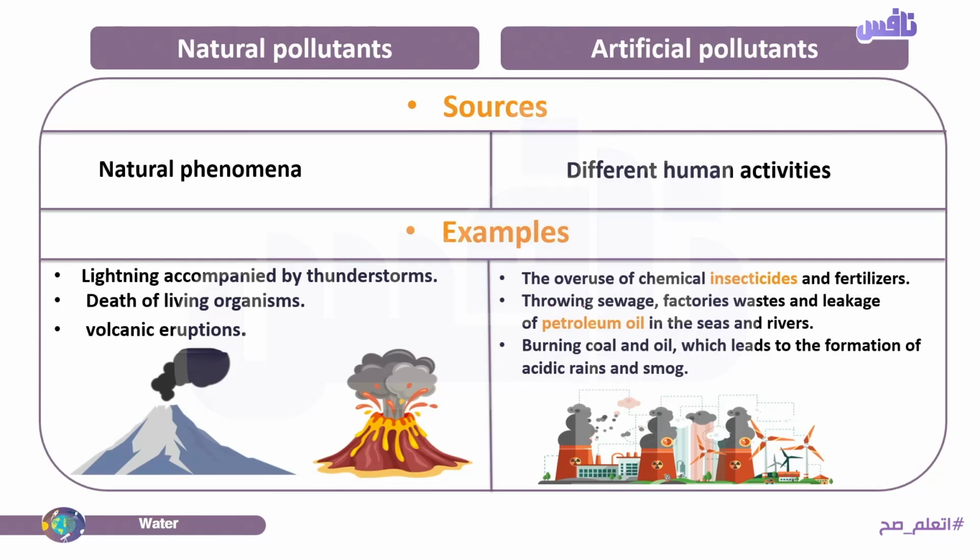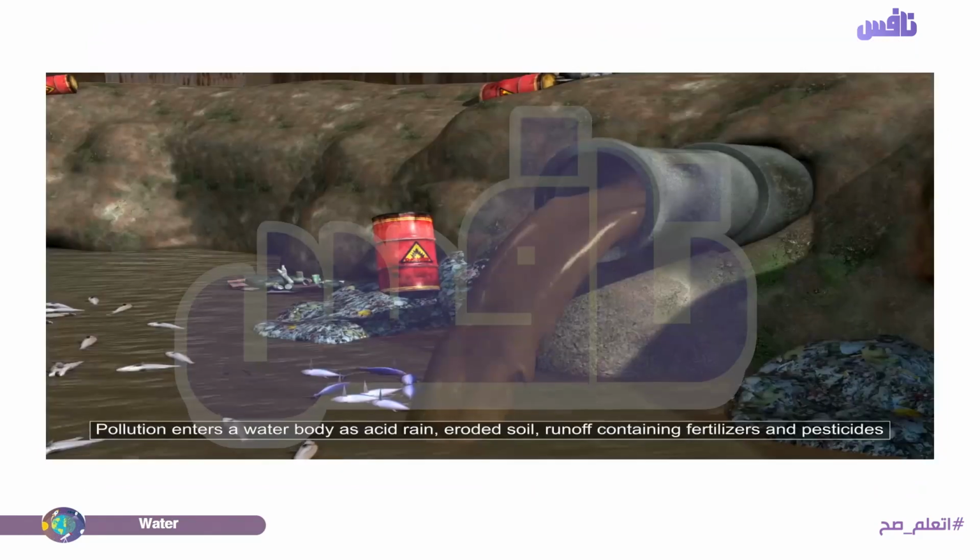Number 2, throwing sewage, factories wastes and leakage of petroleum oil in the seas and rivers. Number 3, burning coal and oil, which leads to the formation of acidic rains and smudge. Let's watch a video about the water pollution.